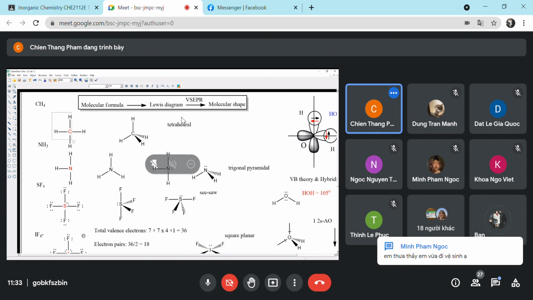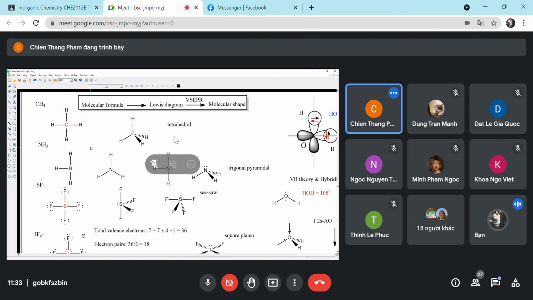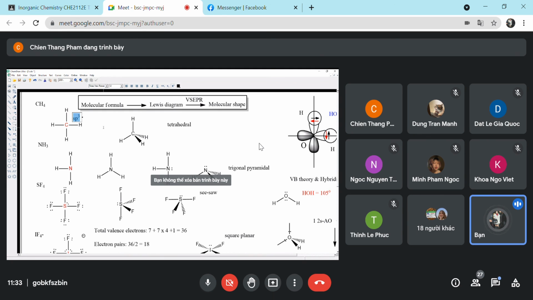What is the hybridization scheme for CH4? SP3. Why do you choose SP3, not SP2 or SP? Because there are 4 bonds here. Okay, good. Next one, NH3. SP3.